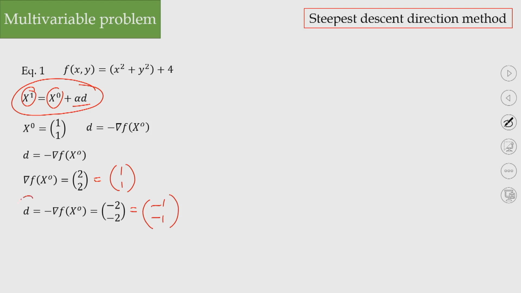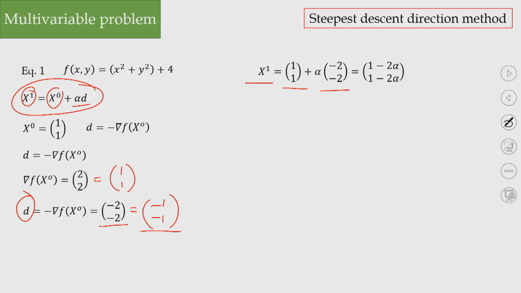Now I am getting the direction. The direction here is minus 1 minus 1, or minus 2 minus 2, or you can write minus 3 also; you will go along the same direction. Whether you write minus 1 minus 1, minus 2 minus 2, or minus 3, it is the same. Let us solve this problem. Now x 1 equals x naught plus alpha d.